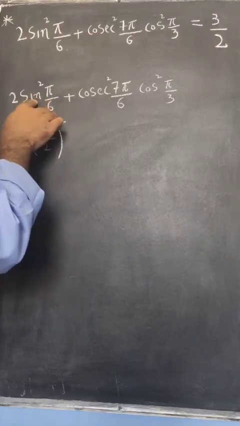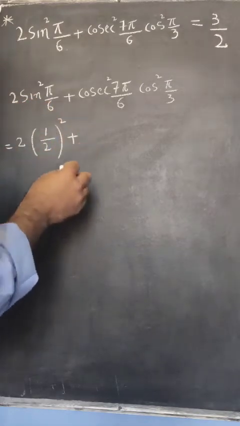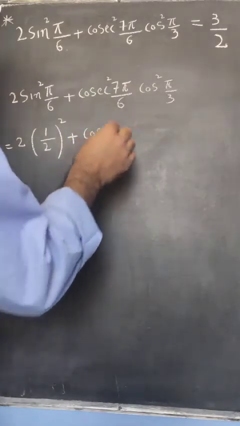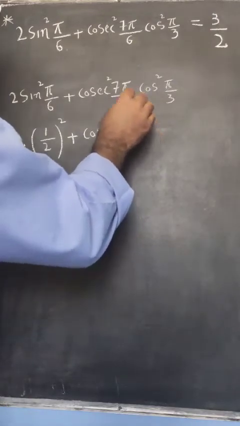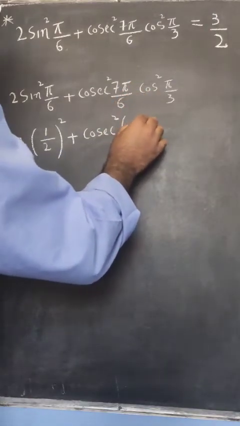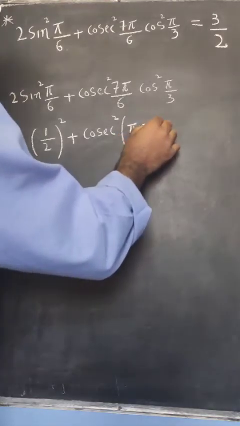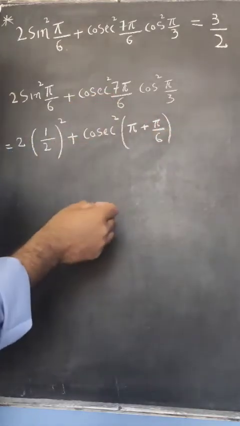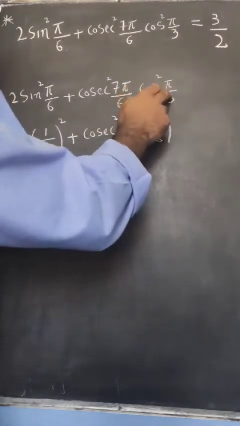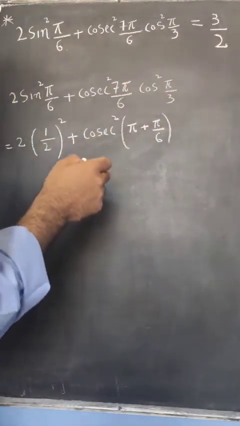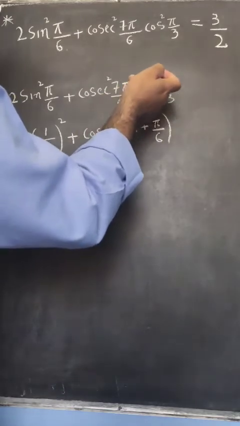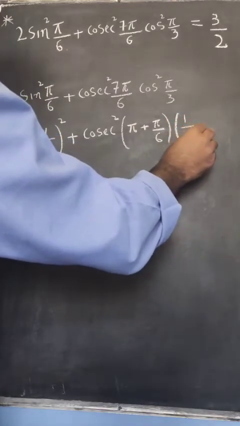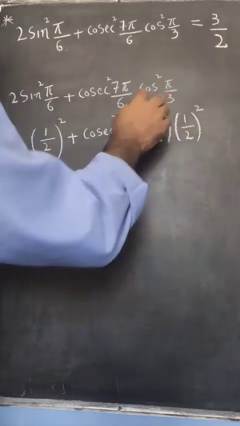whole square, as it is sine square, plus now we can write cosecant square, then we have 7 pi by 6, for that we can write pi plus pi by 6, which is equal to 7 pi by 6. Now here we have cosine square pi by 3. We know that cosine of pi by 3 or cosine of 60 degree is equal to 1 by 2, so we can write 1 by 2 square, as it is cosine square.